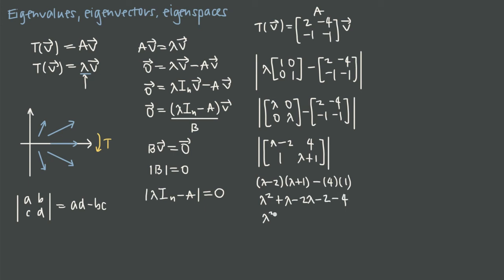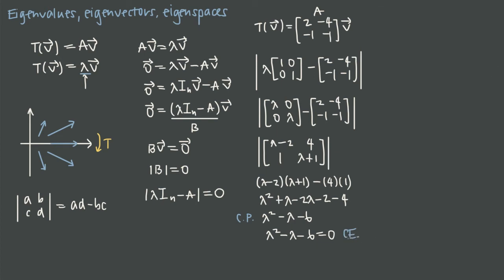That gives us lambda squared plus lambda minus 2 lambda is a minus lambda, and then minus 2 minus 4 is a minus 6. Now this right here is called the characteristic polynomial. What we then want to do is set this equal to 0. So we'll say lambda squared minus lambda minus 6 equals 0. And this then is called the characteristic equation.